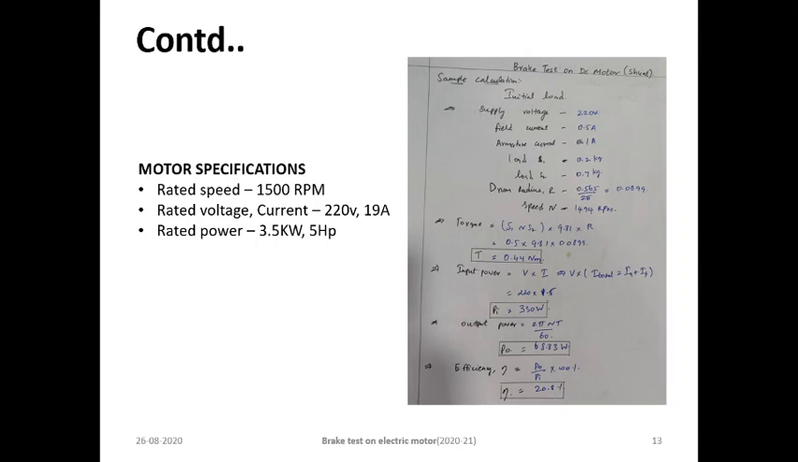So this is the sample calculation of the DC shunt motor. There are some motor specifications which we will be seeing on the motor. There will be a plate which has these details. The motor on which I performed the test has a rated speed of around 1500 rpm. The motor should run below its rated speed. It should never cross the 1500 rpm rate, and the rated voltage and current values are 220 volts and 19 amperes, and the rated power is 3.5 kilowatts and 5 HP.